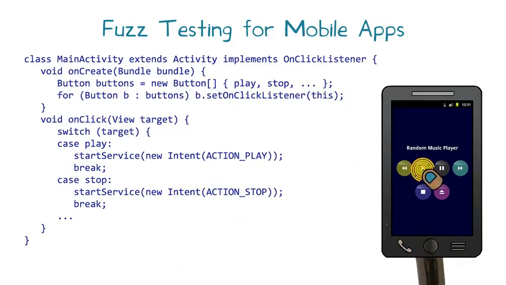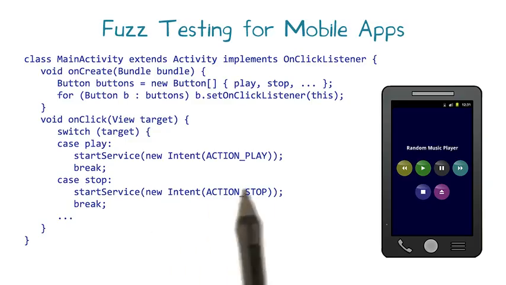Whenever the user taps on one of the 6 buttons, the onClick function is called by the Android framework. This function has an argument called target that indicates which of the 6 buttons was clicked. An action corresponding to the button's functionality is then taken, such as playing the music, stopping the music, and so on. Let's see how fuzzing can be used to test this app. The most indivisible and routine kind of input to a mobile app is a GUI event, such as a touch event at a certain pixel on the mobile device's display. A touch event results in the execution of the onClick function according to which pixel is touched.